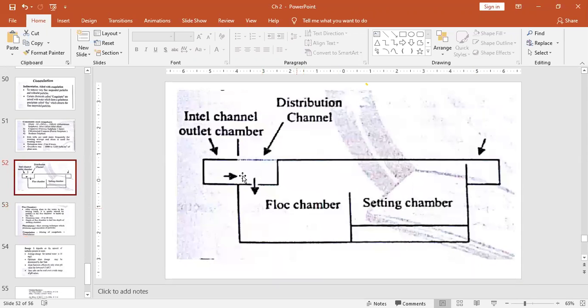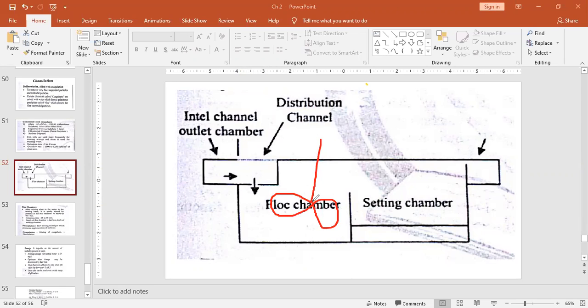Here you can see, in this chamber you are mixing together, and here itself you may add the mixer, or otherwise you can add the mixer in this chamber. But the mixing should be a gentle mixing. It should not be rapid mixing. It should be gentle mixing.